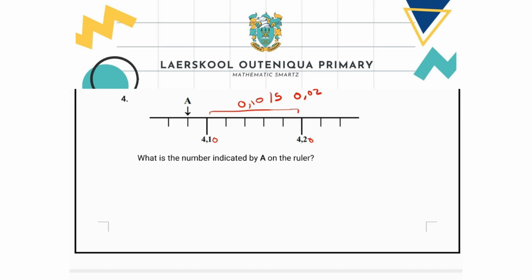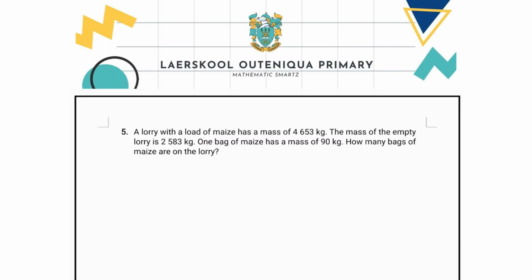I could number my ruler as such: 4.12, 4.14, 4.16, and 4.18. A has to be 4.10 subtract 0.02, which should give me a total of 4.08. Therefore, A is 4.08. Let's move on to question 5.